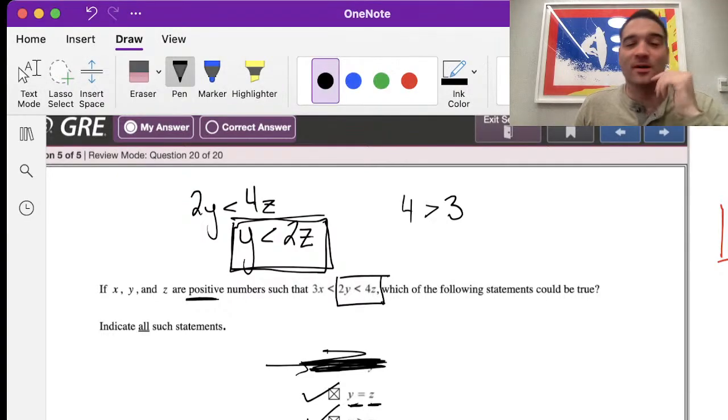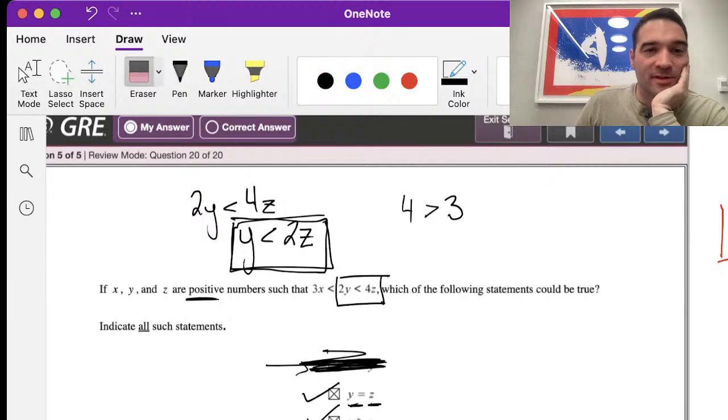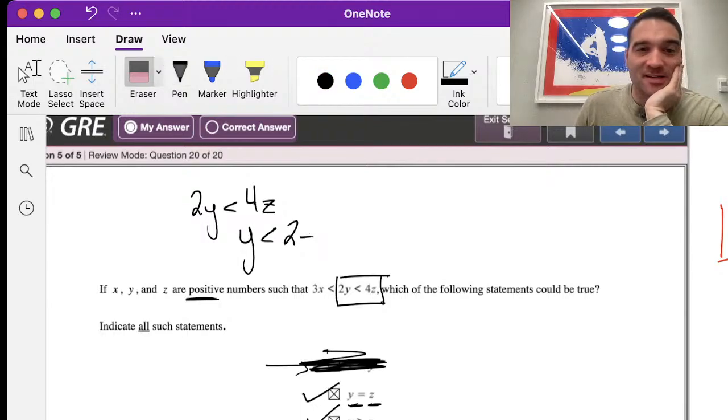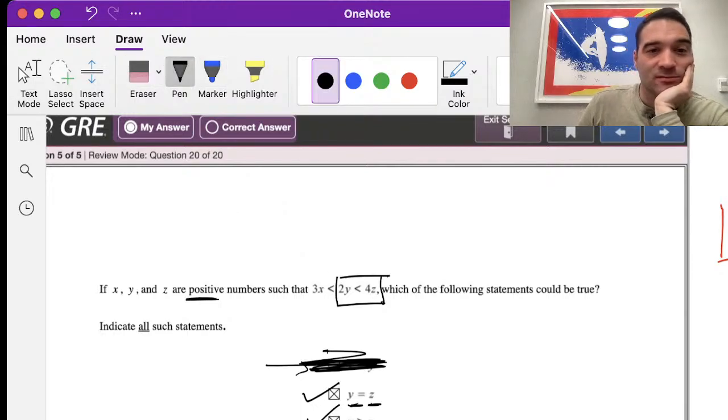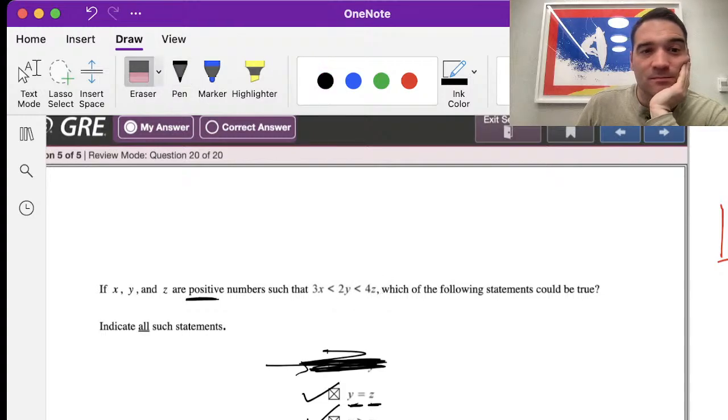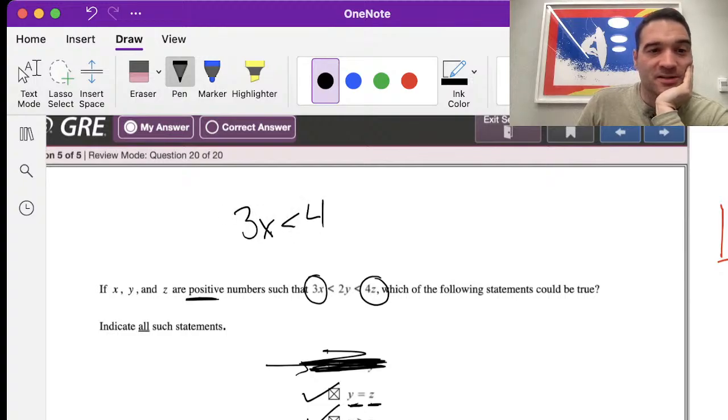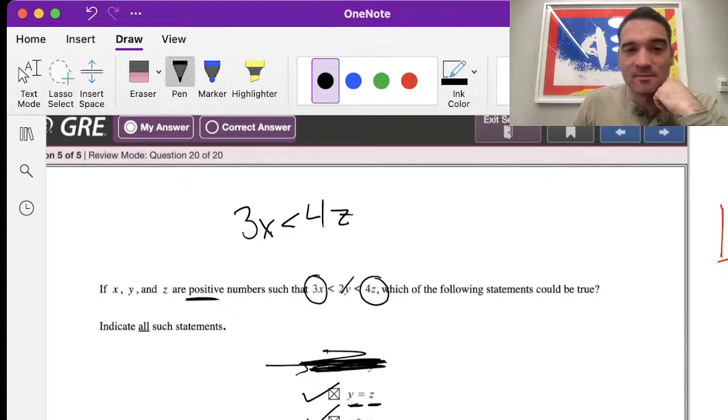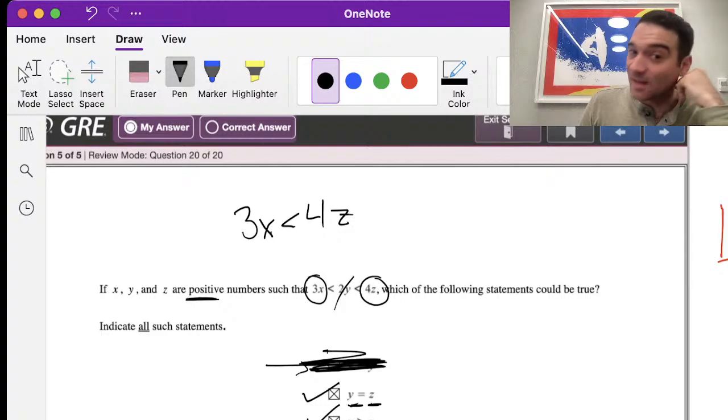And then for this last one, is it possible for x to be greater than z? Well, let's look at x and z in isolation. We'll take 3x and 4z. What we know is that 3x is less than 4z. Doesn't matter that there's a 2y in between them. That's neither here nor there. Is it possible for x to be greater than z and still have this be true? Well, let's find out, or try to find out.